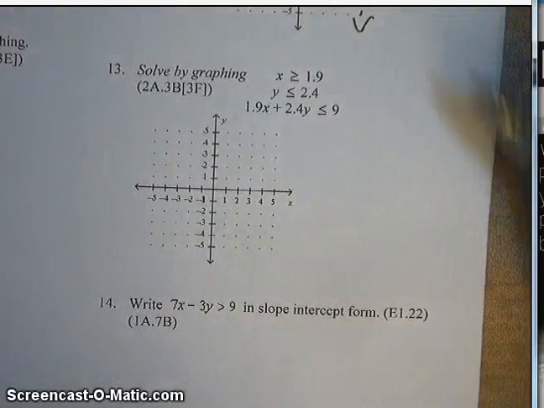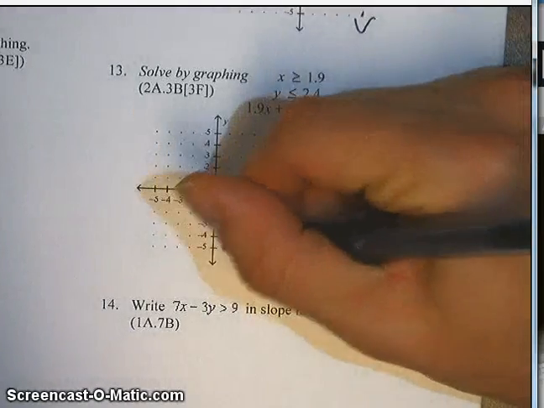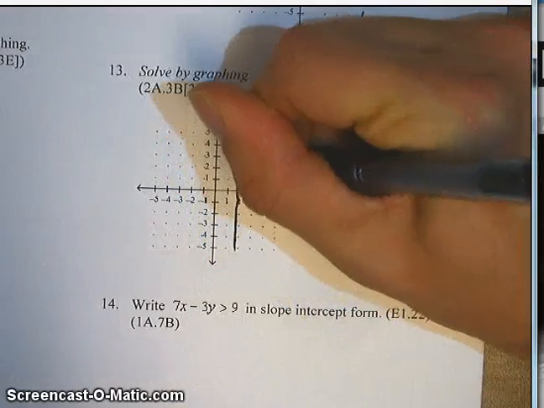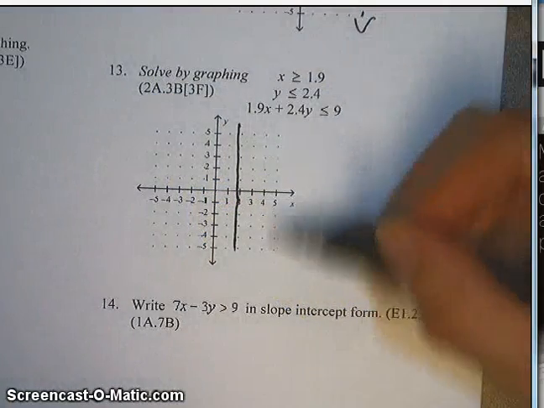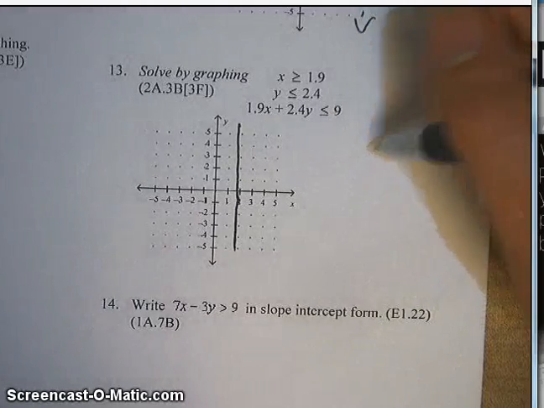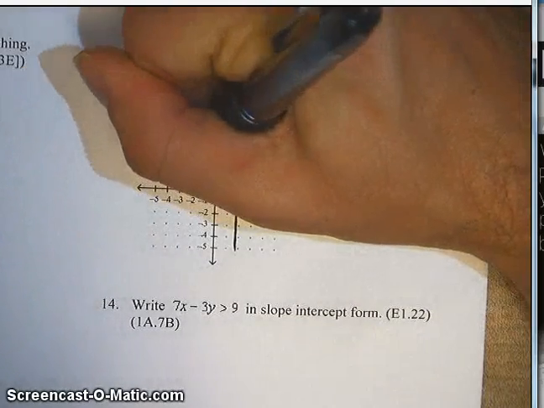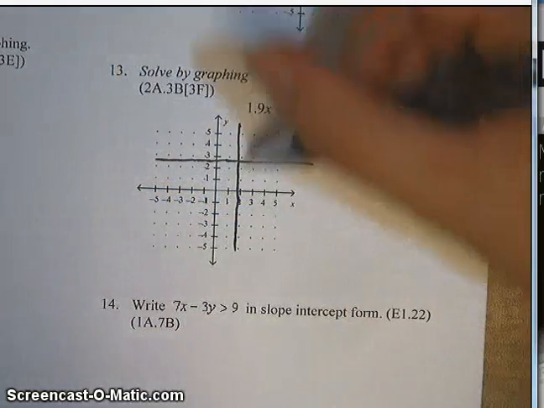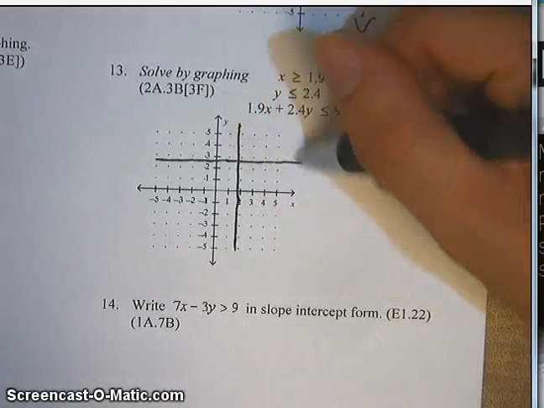X is greater than or equal to 1.9, so that's a line like right here that's straight up and down. And it's greater than, so it's all the stuff to the right. Y is less than or equal to 2.4, which is like right here. So we shaded everything to the right and everything below. This is the double shaded region right now.